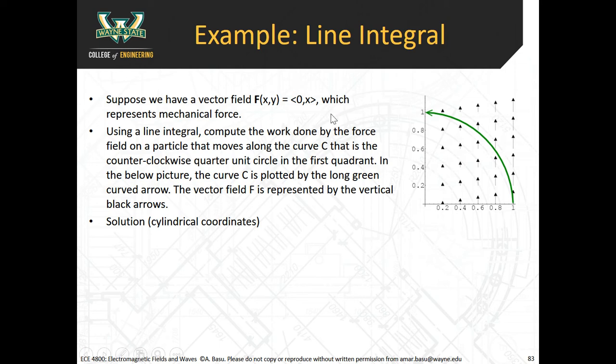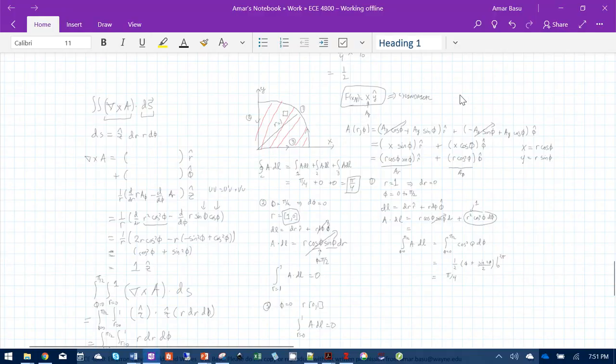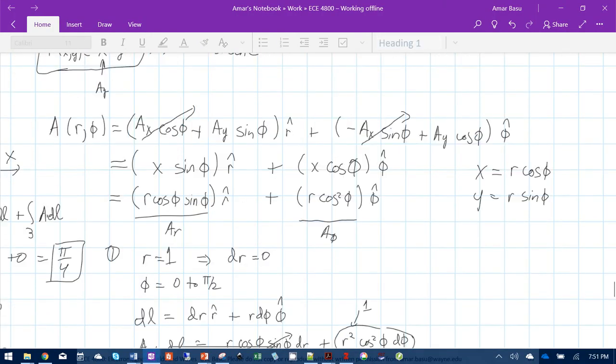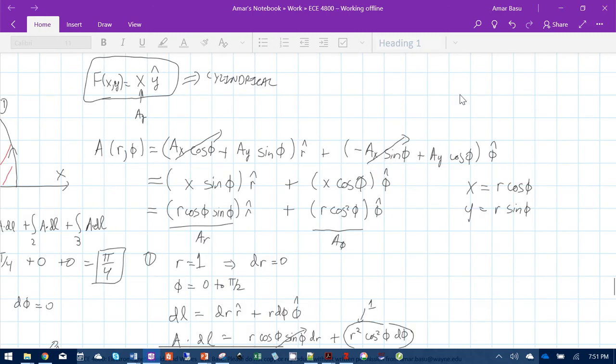But we're given the vector field in Cartesian coordinates. So what we can do is a transformation. The way we did the transformation, we followed the formula for Cartesian to cylindrical transformations. And this was in the notes. When we did that transformation, we found that the field had an r component and a phi component: r cosine phi sine phi times r hat, plus r cosine squared phi times phi hat. So that was the first step.